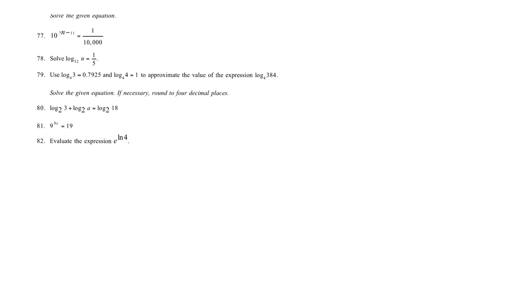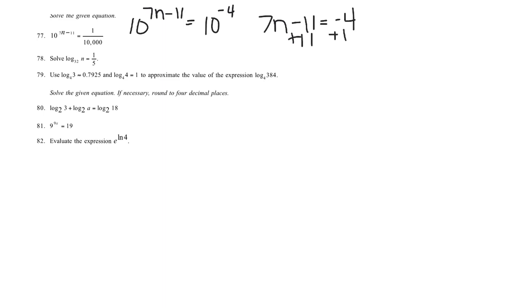Number 77. Solve the equation. I have 2 powers of 10, so I'm going to write this as 10 to the 7n minus 11 equals 10 to the -4 power, because 1 over 10,000 is 10 to the -4 power. That is 7n minus 11 equals -4. Add 11. 7n equals 7. So n equals 1.